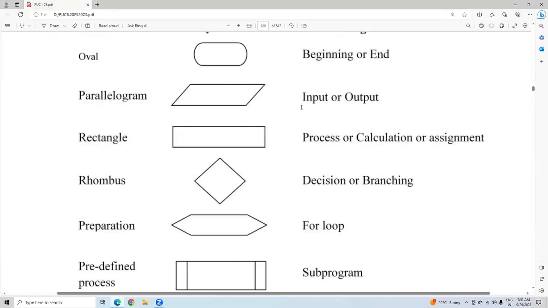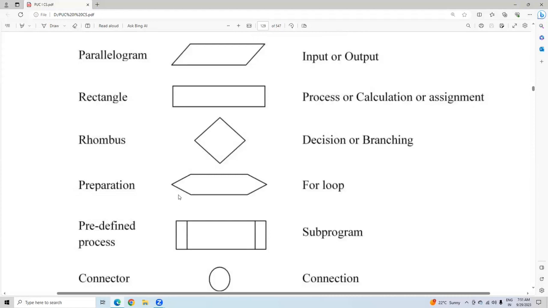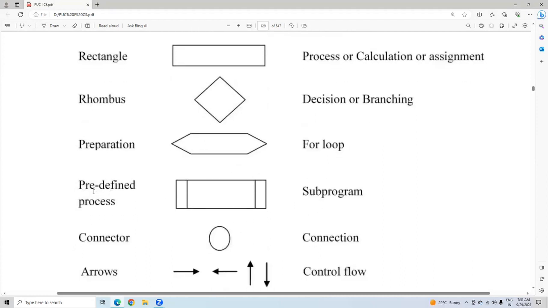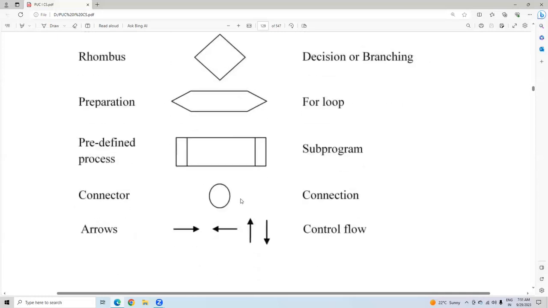Parallelogram is used to indicate input and output operations. Rectangle indicates calculations or assignment. Rhombus, which is like a diamond box, but it should be named rhombus only, is for decision or branching purpose. Preparation symbol, this one, is for looping, for repetitions. And this one is for representing a predefined process, that is a subprogram. It is different from the rectangle symbol; there are two extra lines inside.